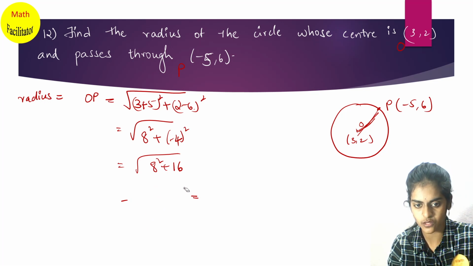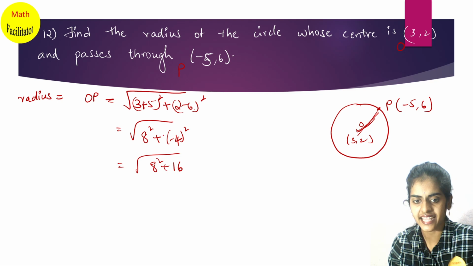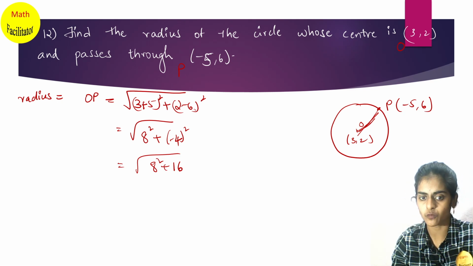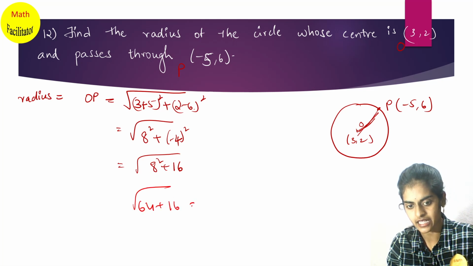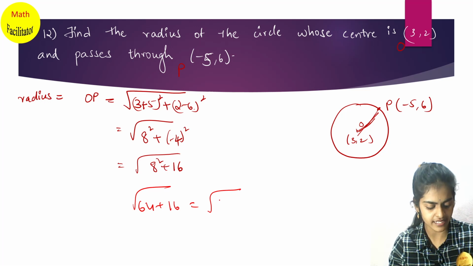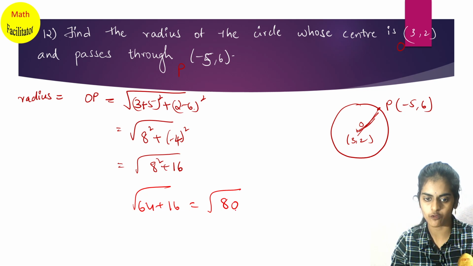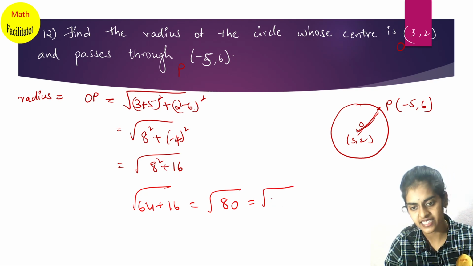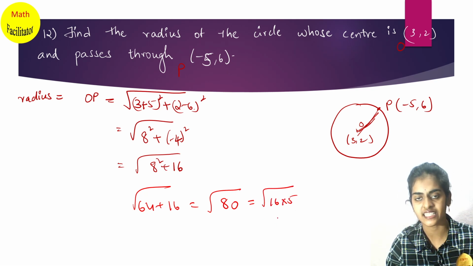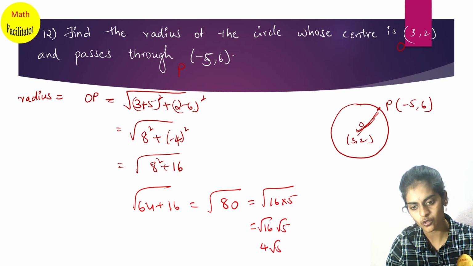So you cannot write it as 8 square plus 8 square. So this is nothing but 8 square plus 2 minus 6, which is 4 square. So 8 square is 64 plus 4 square is 16. So 64 plus 16 will give you how much? It will give you 80, right? So 6 plus 4 is 10 and you have 8. So it gives you 80. Now 80 you can write as 16 fives are 80. This is nothing but root 16 into root 5. Root 16 is nothing but 4. You have root 5. So these many units is the radius.